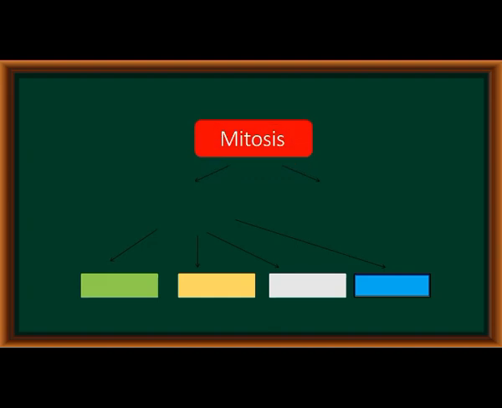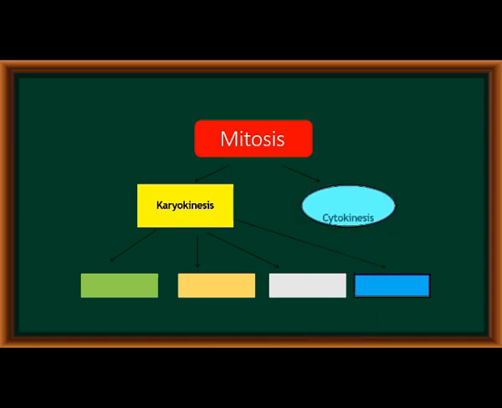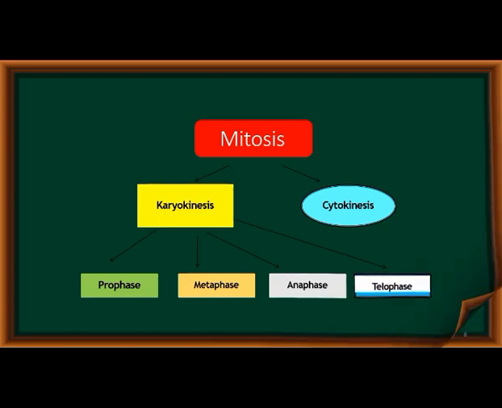Mitosis occurs in two steps: karyokinesis, which is the division of nucleus, and cytokinesis, which is the division of cytoplasm. So, the phases of mitosis are Prophase, Metaphase, Anaphase, and Telophase.